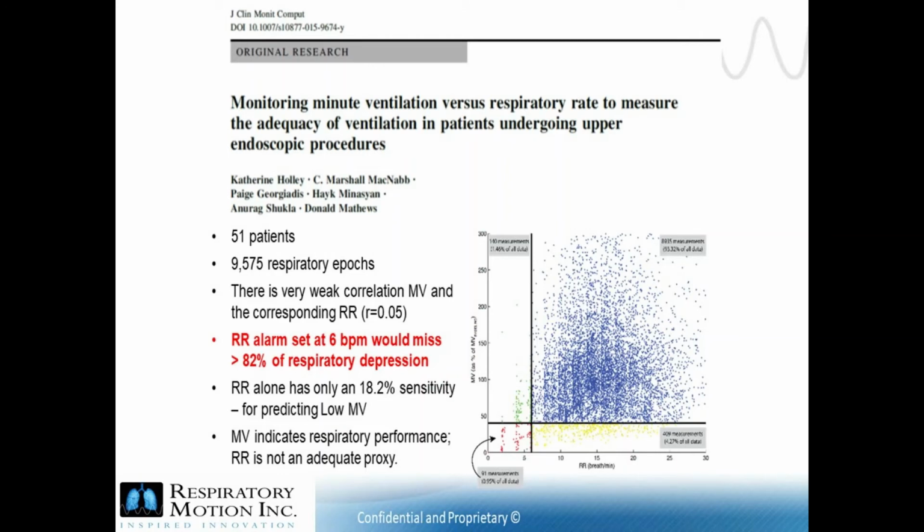Several studies showed that over 80% of respiratory depression occurs with a normal respiratory rate. Respiratory compromise is more often associated with smaller breaths and low tidal volumes.